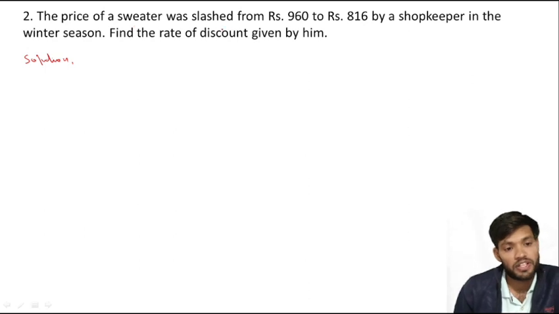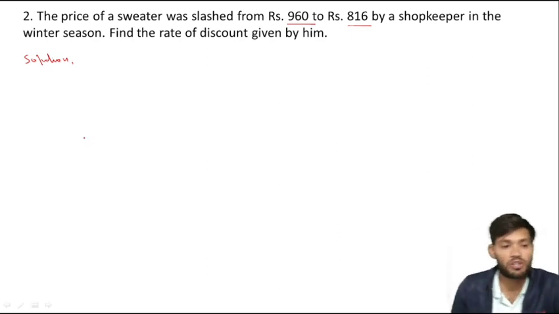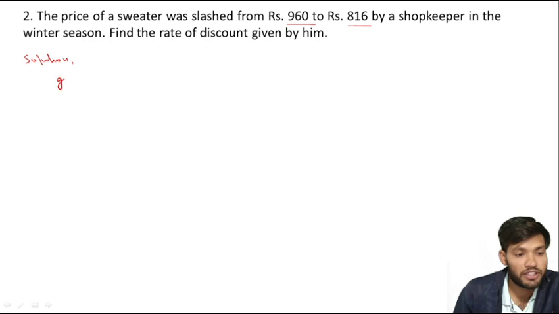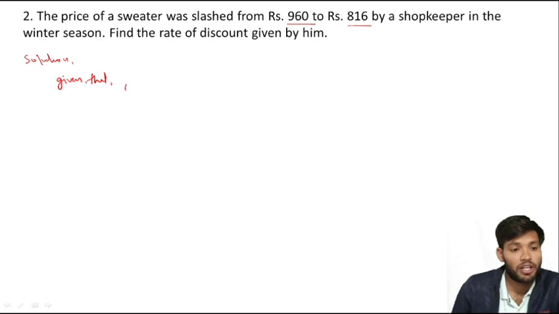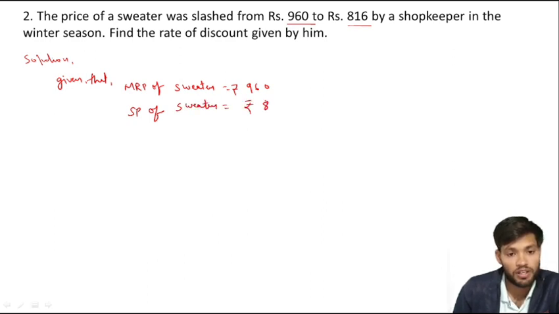The price of a sweater was slashed from rupees 960 to 816 by a shopkeeper in the winter season. Find the rate of discount. So given that MRP of sweater is rupees 960 and selling price of that sweater is equal to rupees 816.